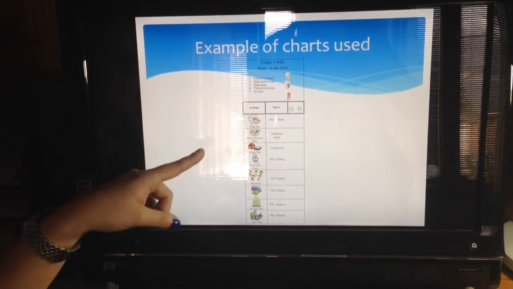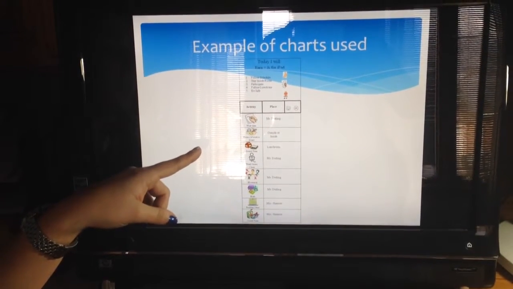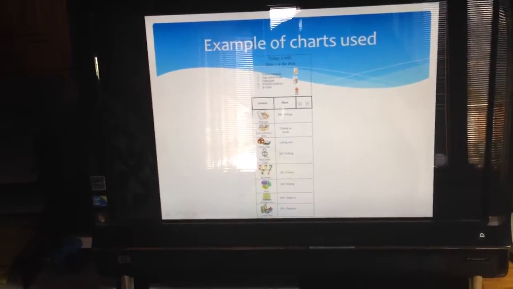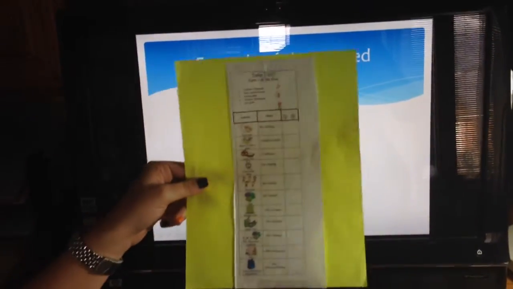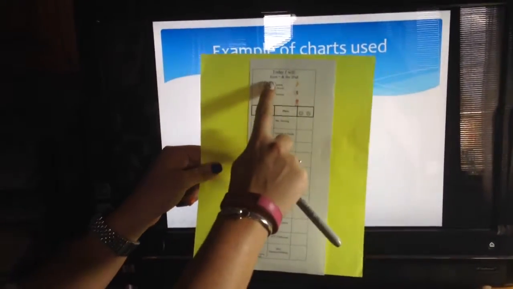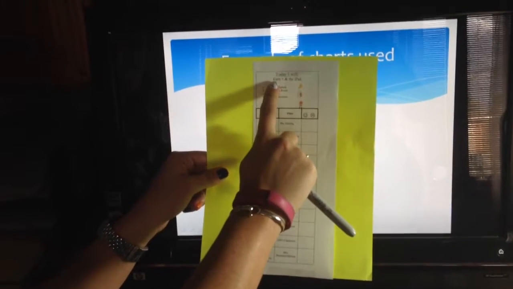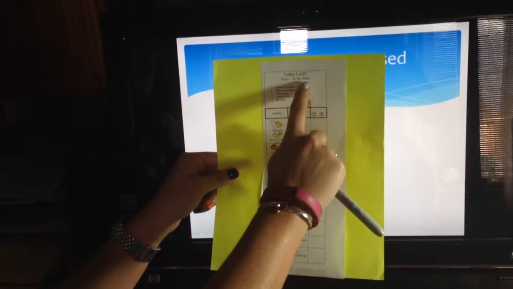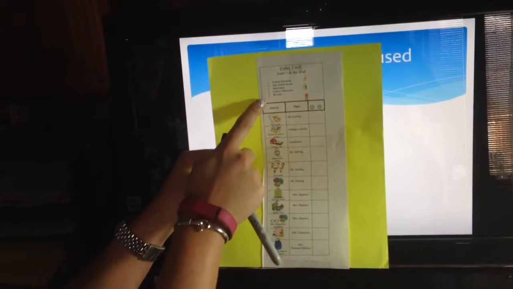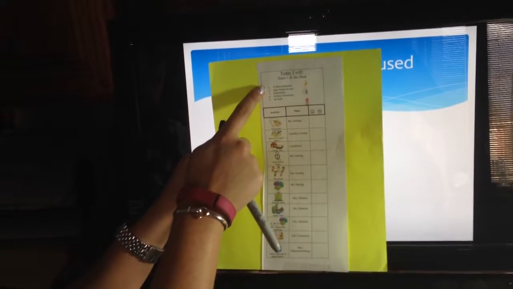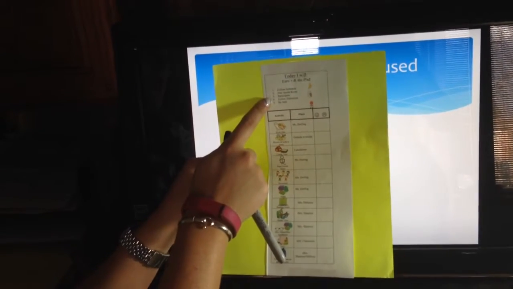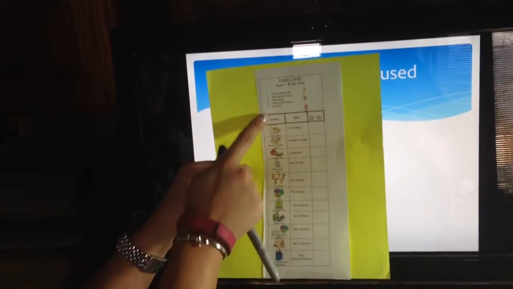So this is an example of the behavior chart that I have used. I'm going to show you an exact example that I've used previously. As you can see here, listed at the top is the incentive. Here are the expectations, such as following schedules, staying inside the classroom, participating, following directions, and being safe.